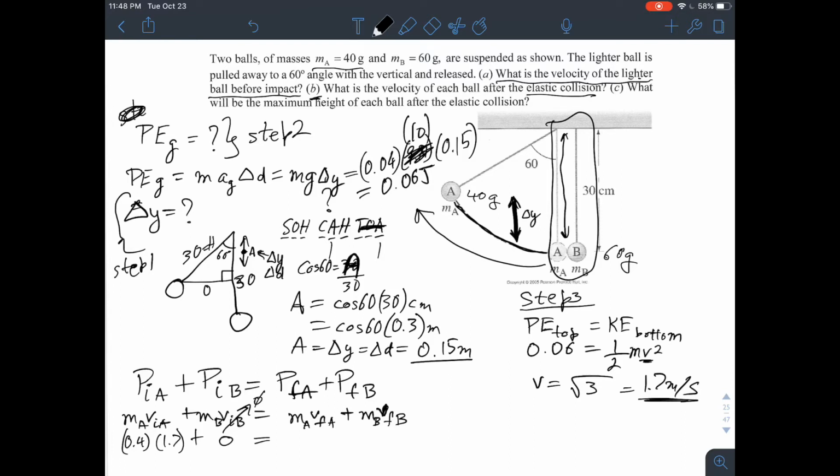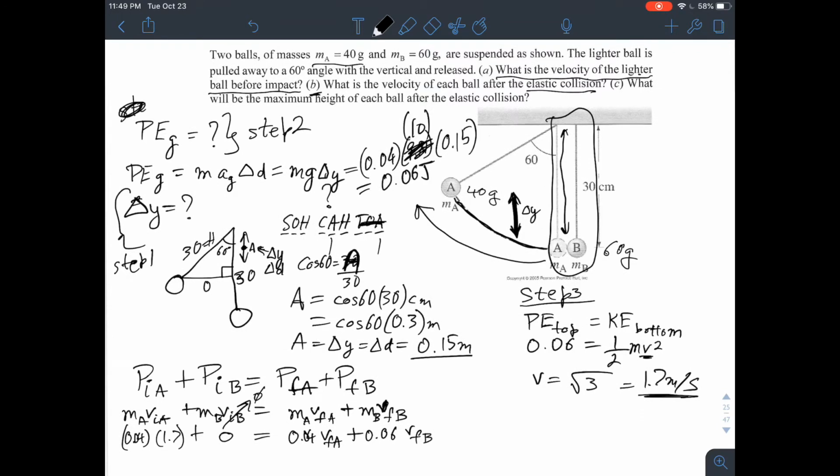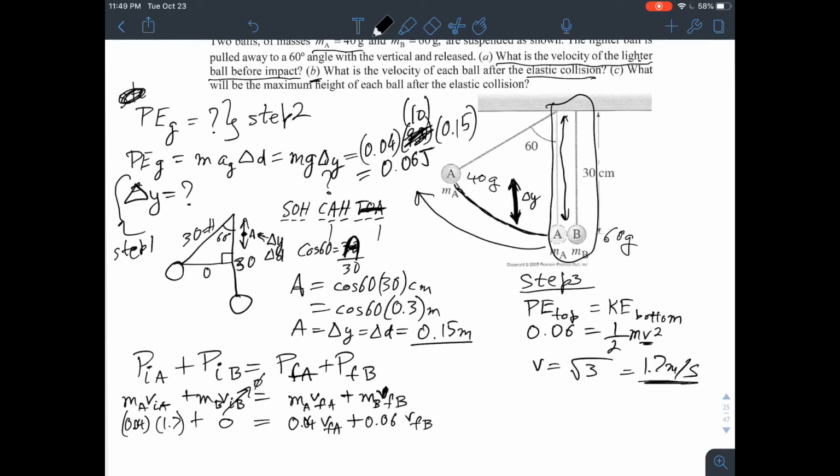Now after the collision, they'll both move, so it's something like 0.4 velocity final of A plus, sorry, it's not 0.4, it's 0.04, and 0.06 times velocity final of B. And that's our equation. I always find it useful because I know what the velocity of ball A is. It's kind of a neat trick. You're going to see what happens shortly. It works both ways, but I always try to solve for the unknown ball velocity. Well, let's see what happens.